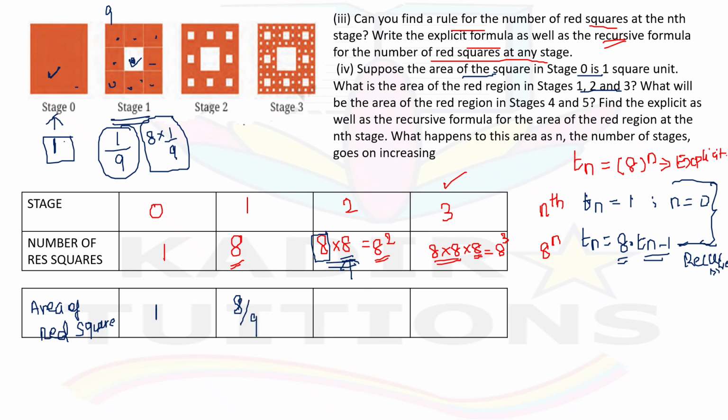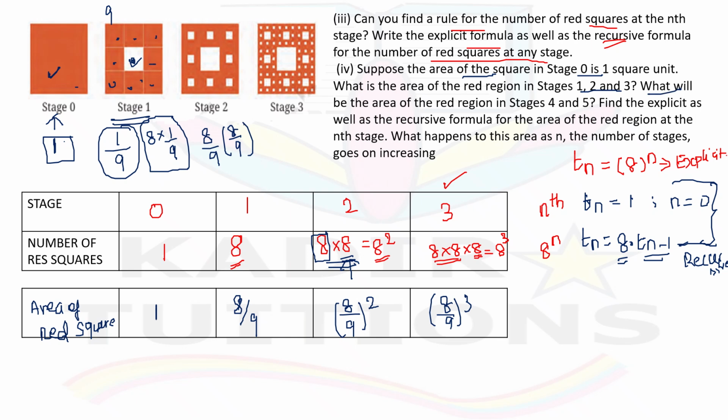And now in stage 2, these 8 by 9 are going to have one more 8 by 9 times of red square. So we can write over here at stage 2, the area of the red square is 8 by 9 the whole square. And over here 8 by 9 the whole cube. So for this we can define the nth term value, right? That is what our next question.